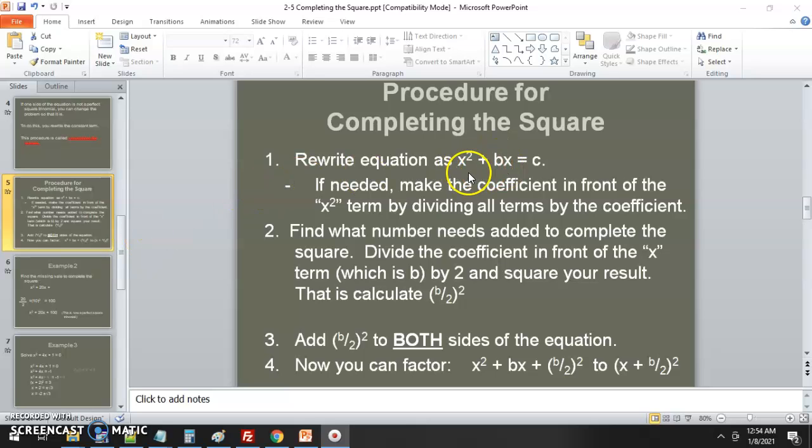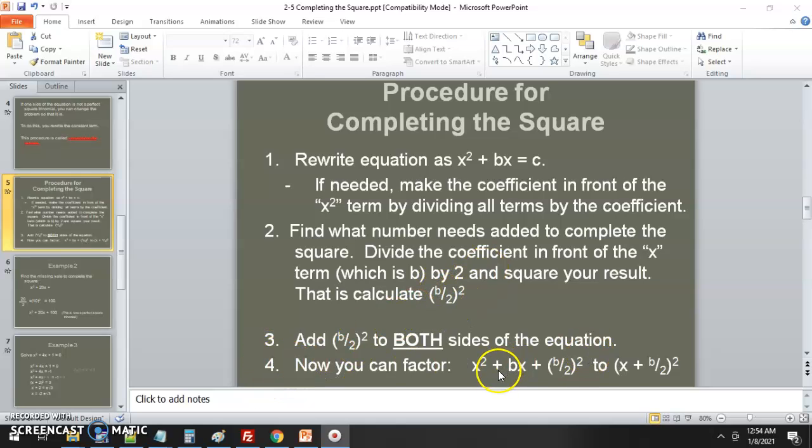So the first thing you got to do is make sure the equation looks like x squared plus bx equals c. There can't be any number in front of x squared. If there is, you have to divide all the terms by it. All right. And then to complete the square, that's this number 2 part here, you have to add to both sides of the equation b divided by 2 squared. So you divide b by 2, then you square it.